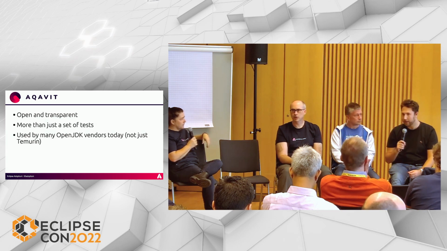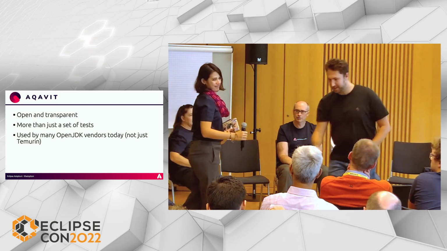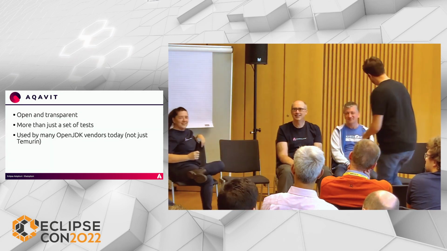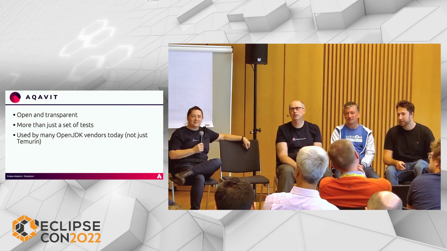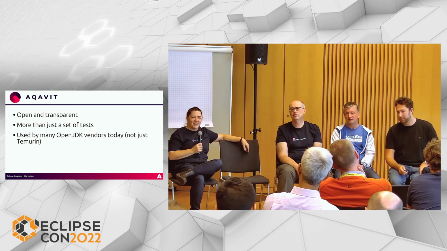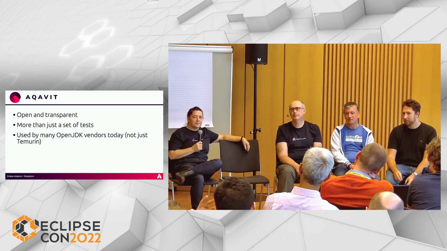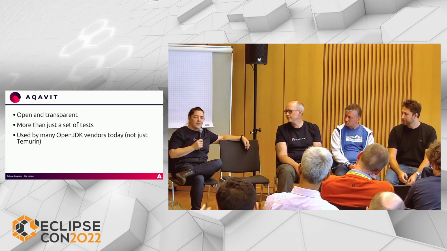Yeah. Thank you. Did I see a hand wave? Yes. Thank you, Shelley. So you mentioned that it's used by many OpenJDK vendors today, the AQAvit. So is Adoptium kind of tracking the quality of each different vendor or different platform, different builds on the marketplace, the quality head-to-head and the performance of each different build? Or is that something Adoptium is doing?